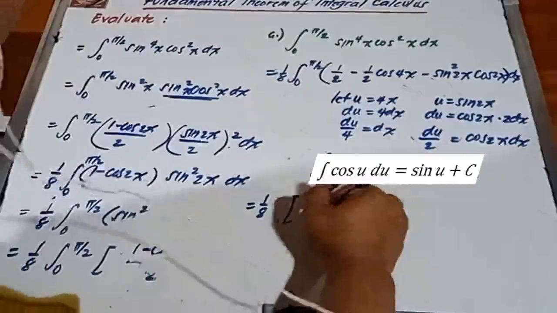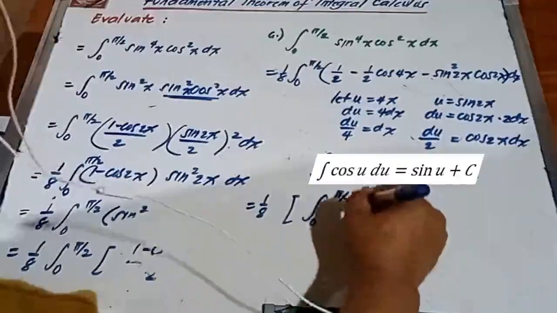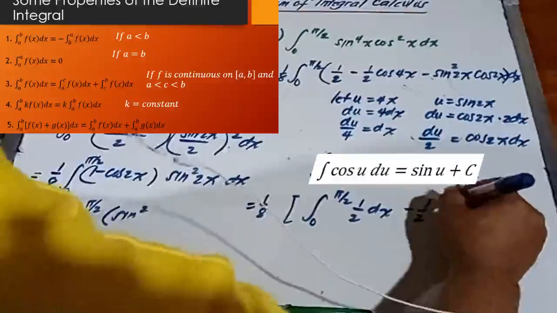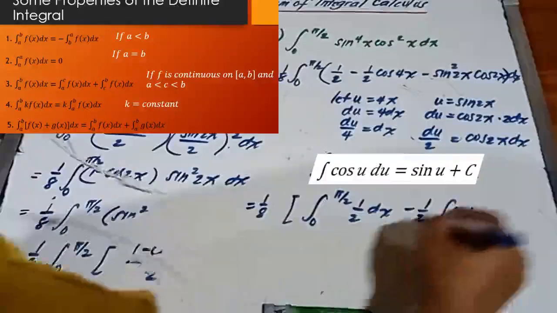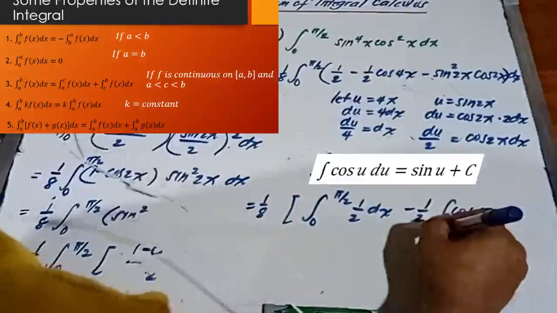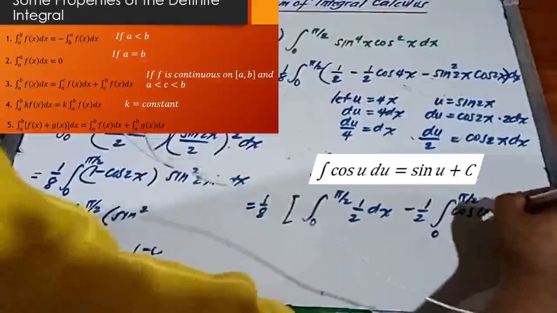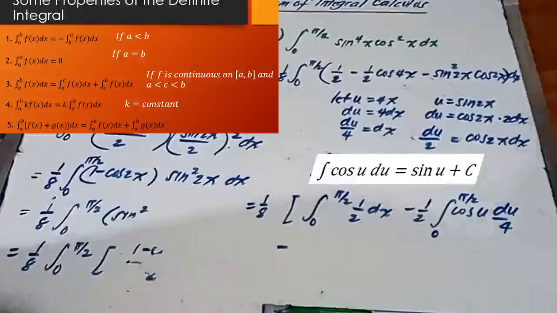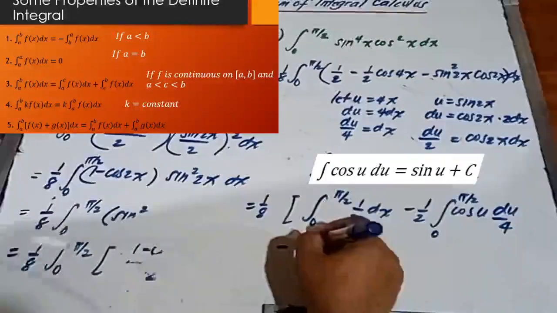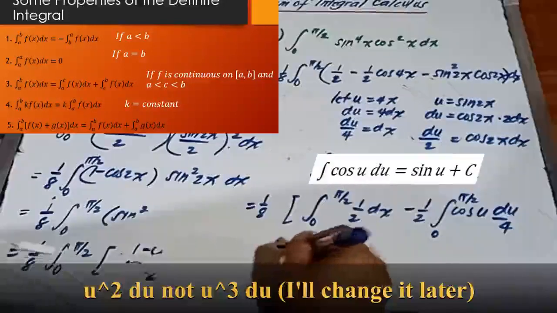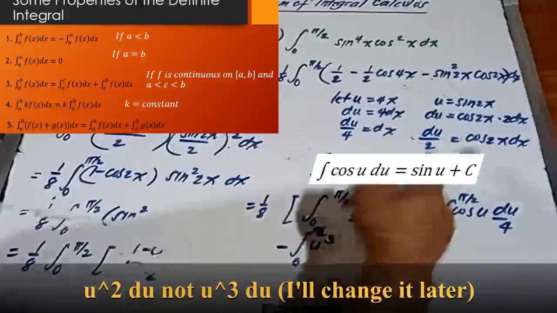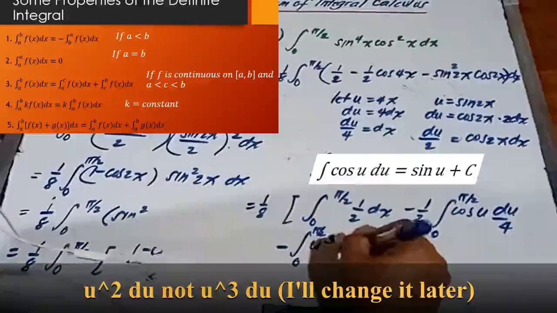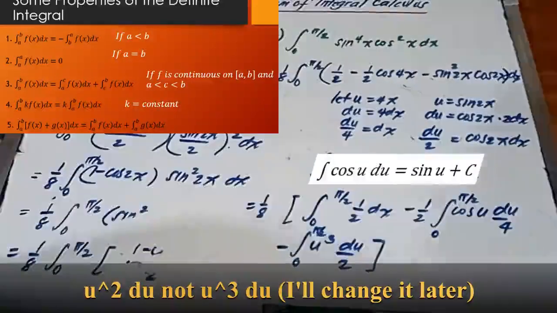Substitute natin. One over 8 integral of 0 to pi over 2 1 half dx. Okay? Minus 1 half integral of cosine u. Okay? From 0 to pi over 2. Du natin is 4, so du over 4. This one, minus u is sine 2x, so u cubed integral of 0 to pi over 2. Ang du natin dito, that is cosine 2x dx, so du over 2. Okay.